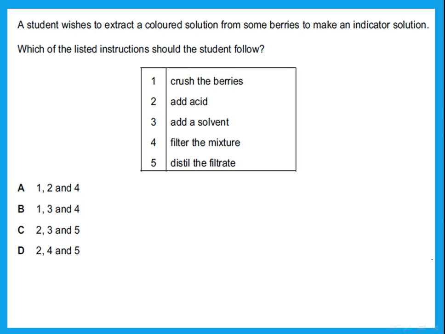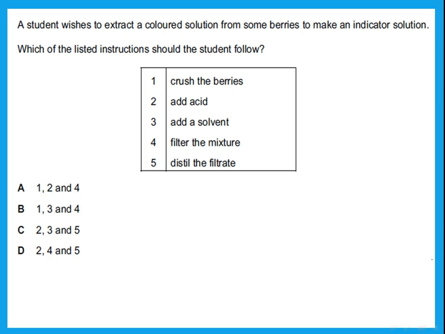Okay, a student wishes to extract a colored solution from some berries to make an indicator solution. So berries are fruits, you should know, something like strawberry and so on. So this is a fruit, this is a solid, and I want to extract a solution from it. Now, how do I do that?